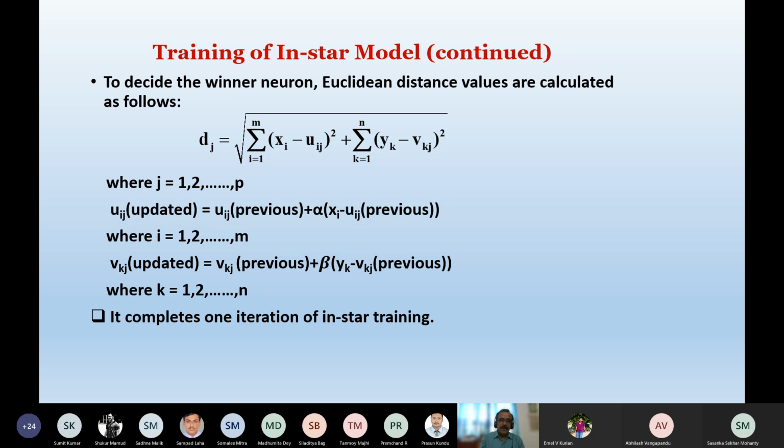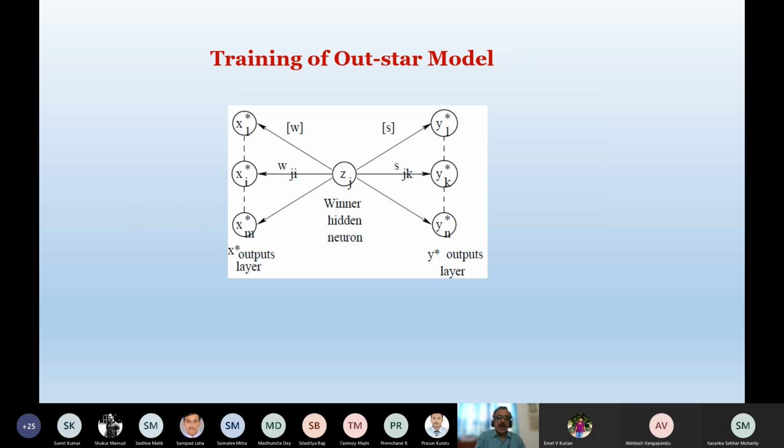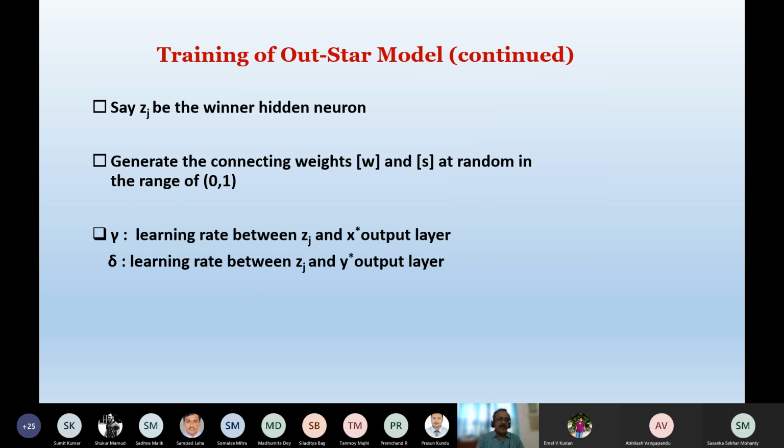And that completes your instar modeling. So at the end of the instar modeling, I'll be getting one winner neuron. Once you've got this winner neuron, we are going to use the property of the winner neuron to train this network further. How to do it, that I'm going to discuss. I'm just going to discuss the principle of this outstar training.